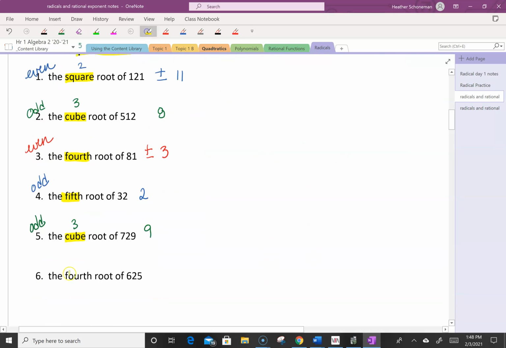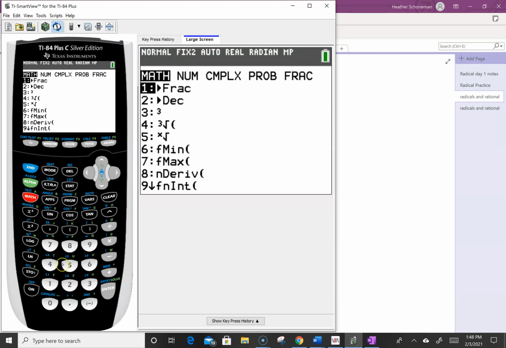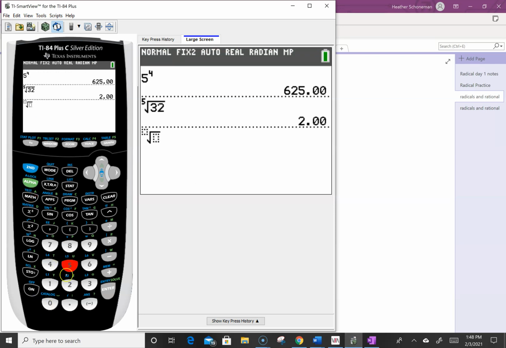This last one, the 4th root of 625, okay, well 4 is even, so I'm going to have a plus or minus. Now it is on my chart, but let's put it in our calculator again to remember how to do that. So I'm going to go to my calculator, I'm going to hit math, I want option 5, and then I'm going to put the 4th root of 625, which gives me 5.